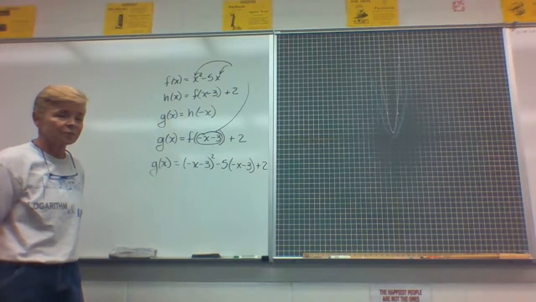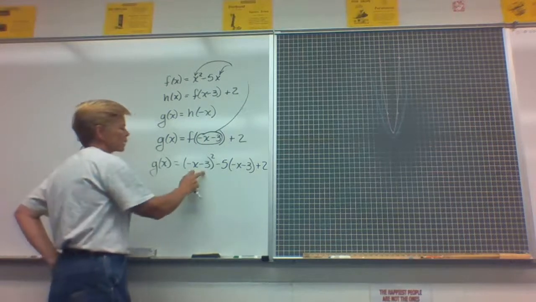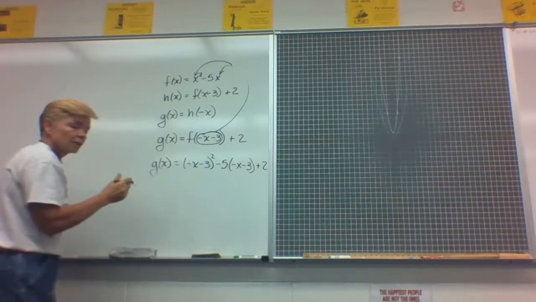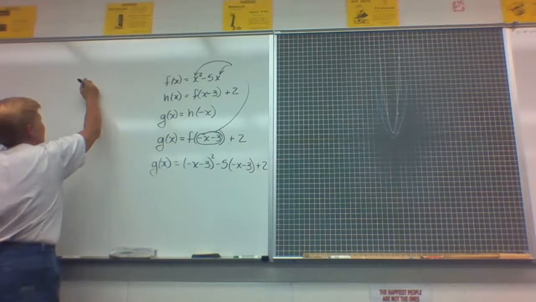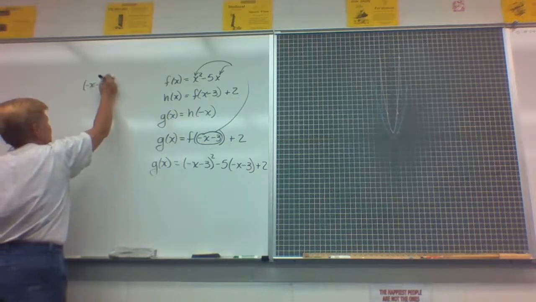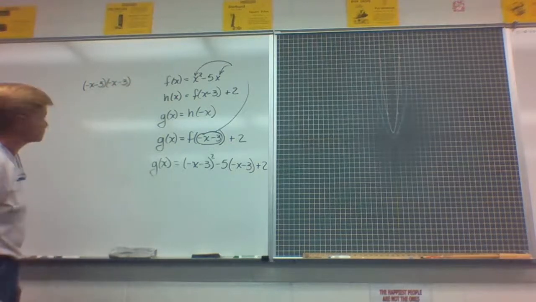You got to clean it up and fix it up. So, first thing we got to do is square that binomial. This is going to be tough with all those negative signs, so stay with me. I want to square negative x minus 3, which means to write it twice and FOIL it out.